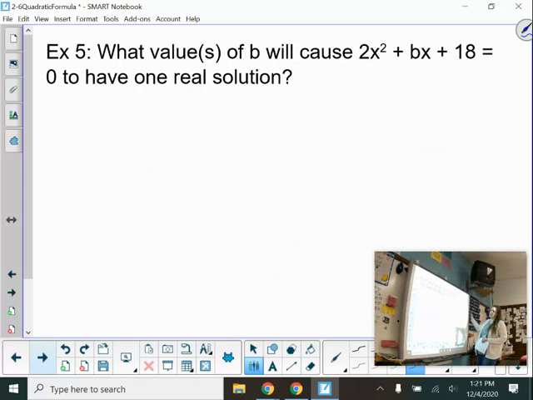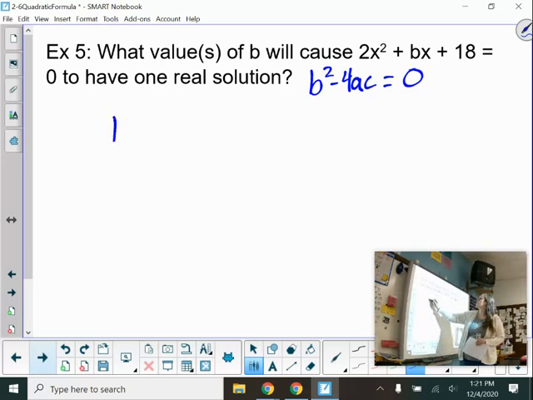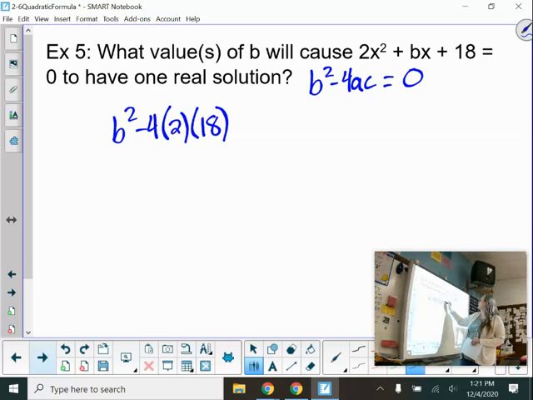Okay, the last example for this, example 5, we want to know what value or values of b will cause this equation to have one real solution. Well, one real solution means that your b squared minus 4ac has to be equal to 0. And that's all I'm going to do. I'm going to take all my numbers, including the b, which I'm actually going to plug in for the b, and I'm going to solve this. So b squared minus 4 times my a times my c, I want to see where that is equal to 0.